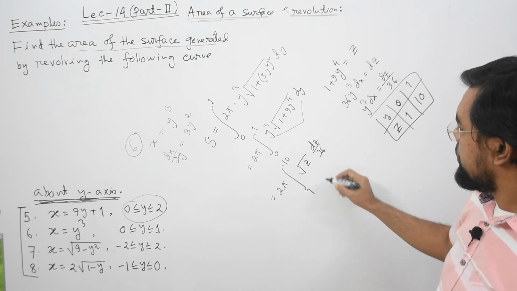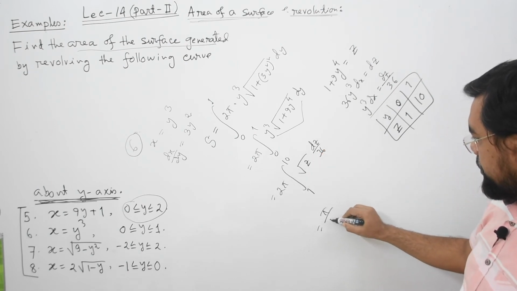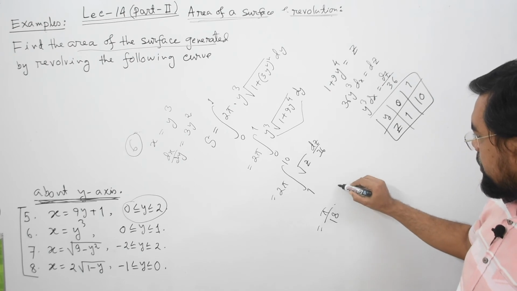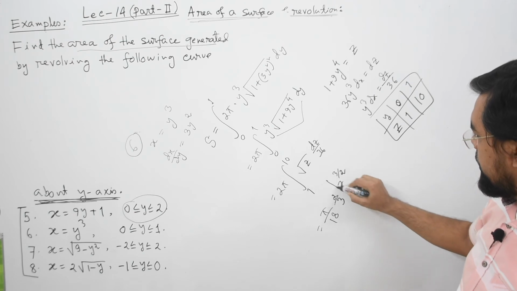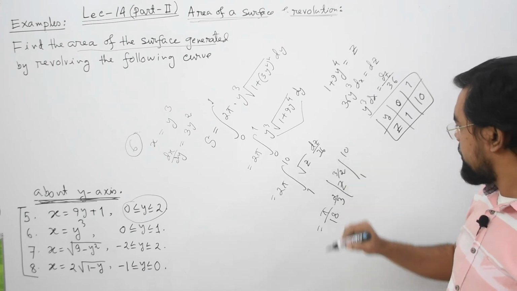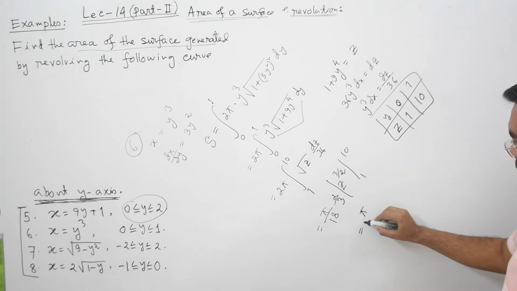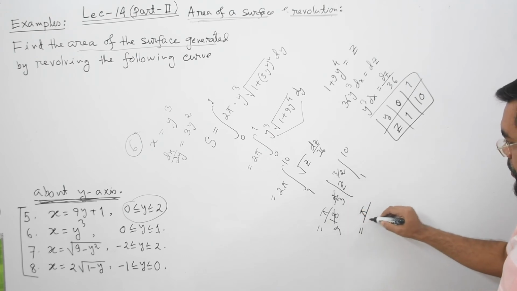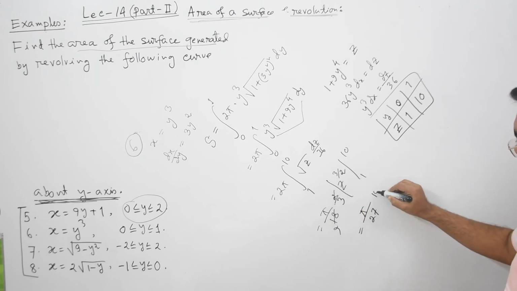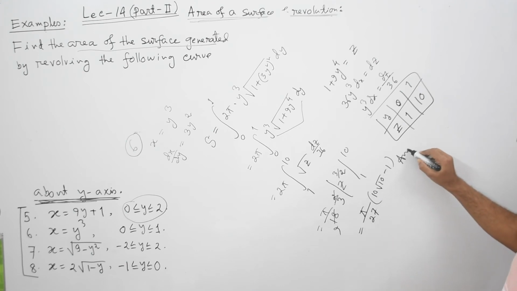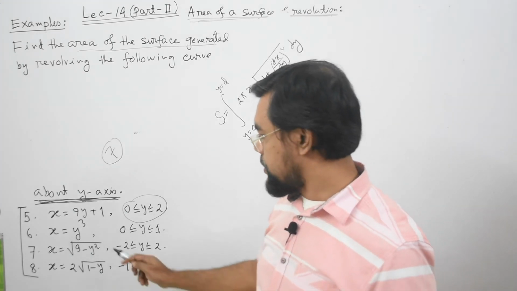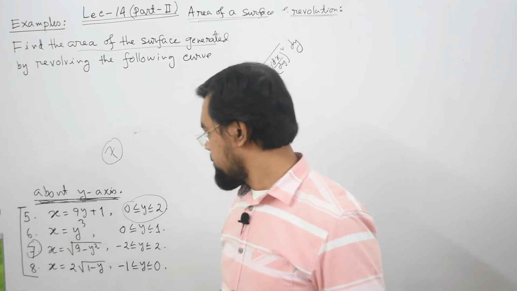root z, and this equals π by 18, z to the power 3 by 2, with 2 by 3 here, from 1 to 10. So this equals π by 27 (10 root 10 minus 1). This is the result. So now let us try example 7.